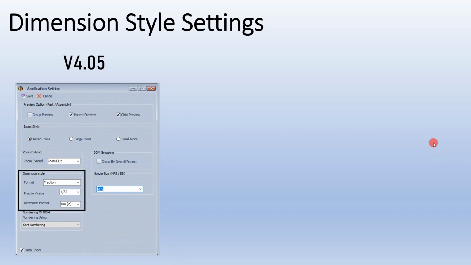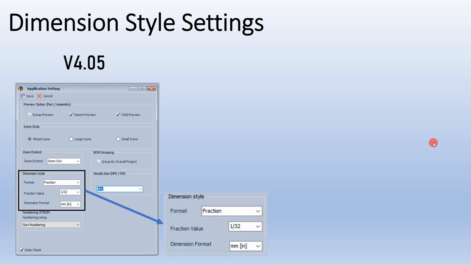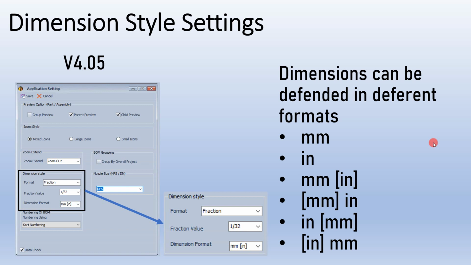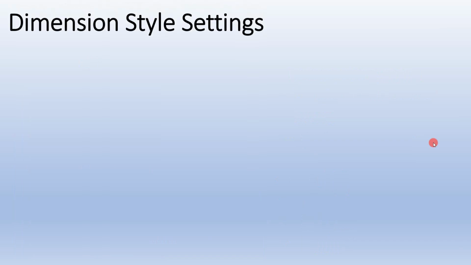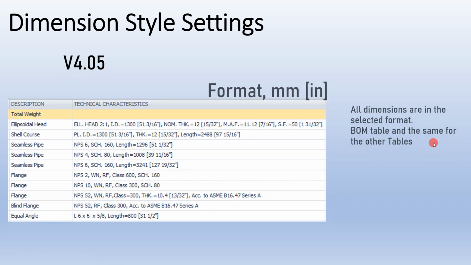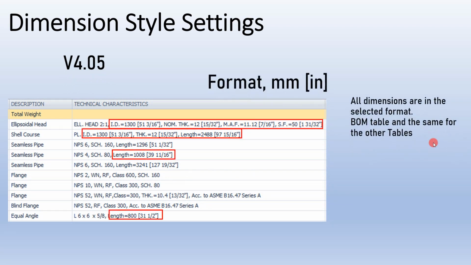Here you can see that we developed a new option for the dimension format. This option will give you the ability to select between different types of dimension style. So you can make it in millimeter or inch, or you can make a mix between millimeter and inch with different styles, as on the mentioned image. Here in this sample, in version 4.05, you can make this mix and you can make it appear on the bill of material and the other tables which you can generate by SEG software.